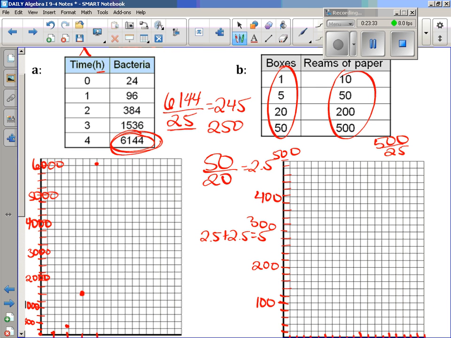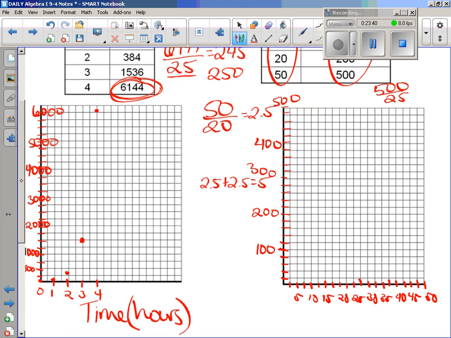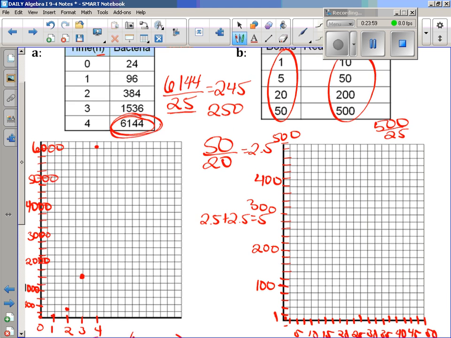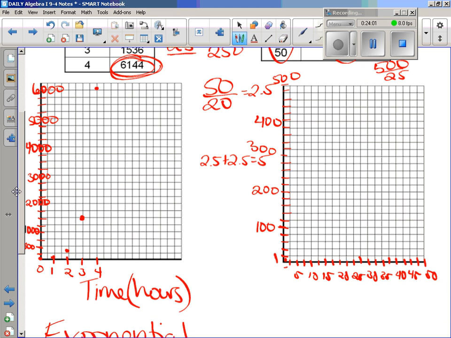So now I'm going to plot these points. So I have the point (1, 10). If each box is worth 20 vertically and each box is worth 2.5 horizontally, (1, 110) is in that bottom left-hand corner, pretty close to it. The next point is (5, 50). 550 would be halfway between 40 and 60.